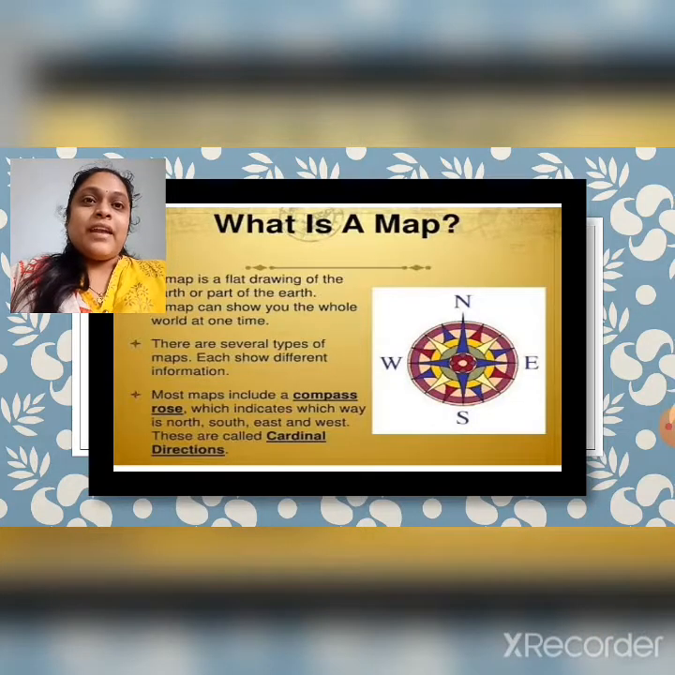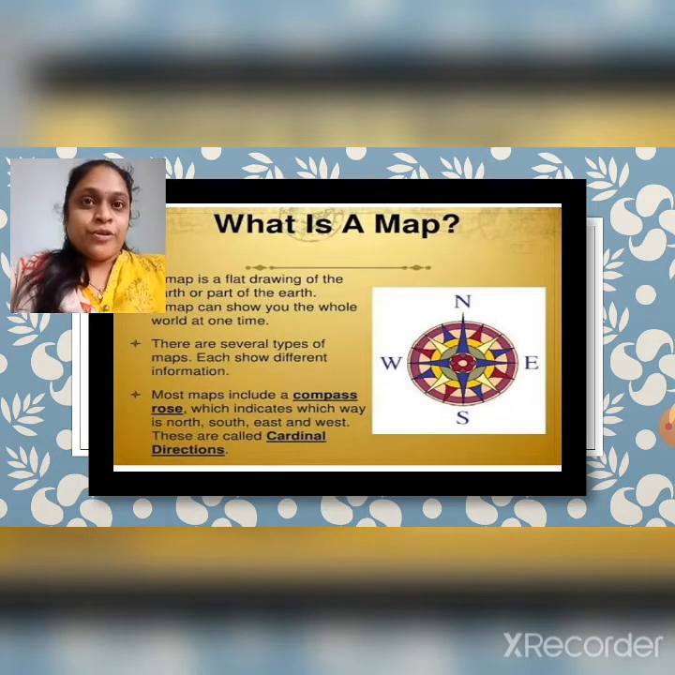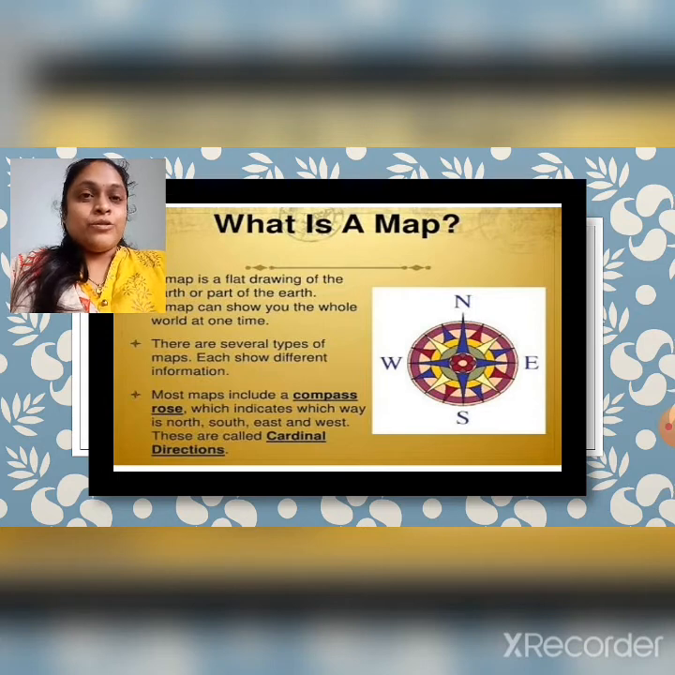So what is a map? A map is a flat drawing of the earth or part of it. A map can show you the world at one time. It is not possible to flatten the earth's surface, so there may be some errors when you are flattening the globe. The bigger the map is, the more the errors are.